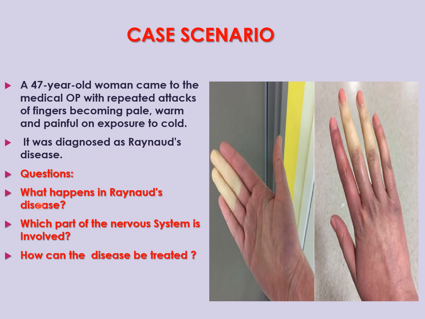Now, what happens in Raynaud's disease? Which part of the nervous system is involved? How can the disease be treated? So remember this question. At the end of this lecture, we will be able to solve these questions.